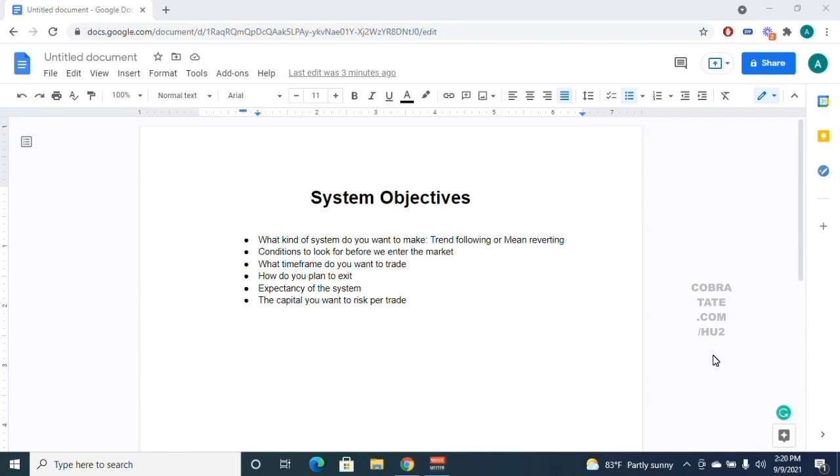Trend following, what are the advantages of trend following? The advantages are you have to get in a trade and then you probably have to wait as the trend figures itself out. While mean reverting is more quick profits but small ones.